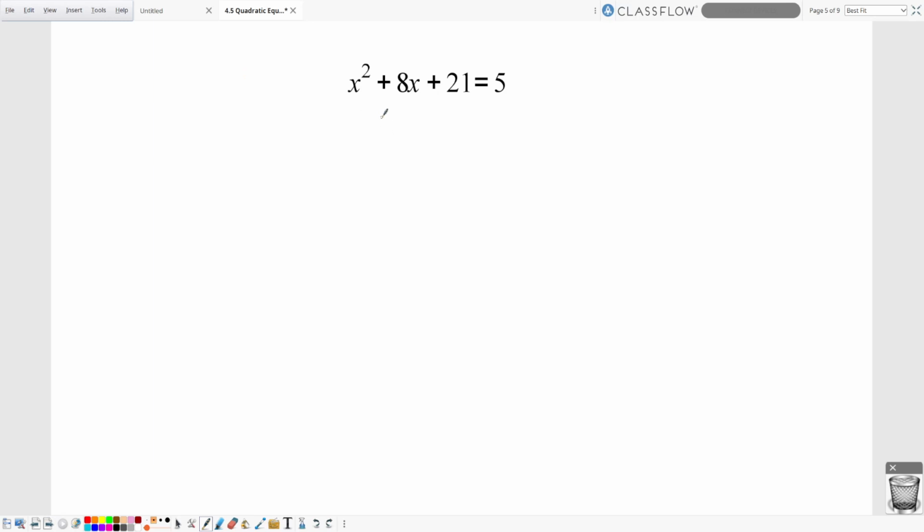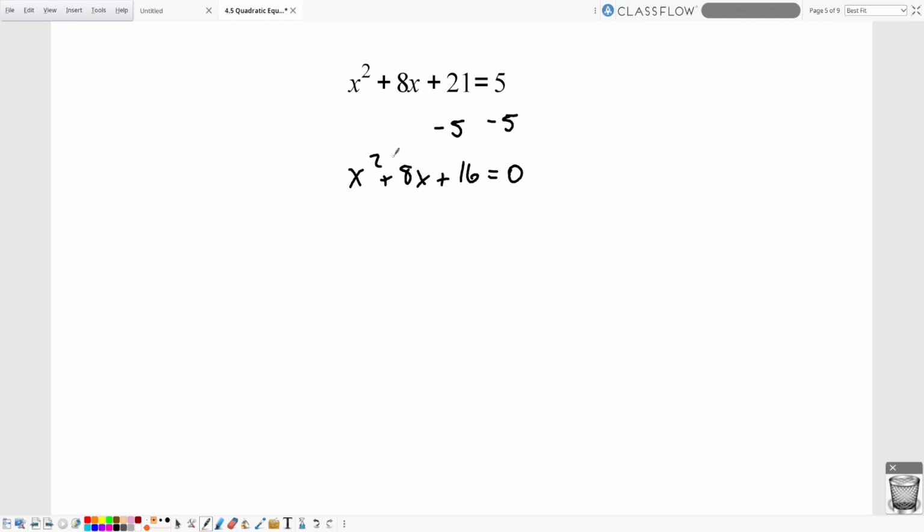So here's the first case where what we have to do before we even attempt to factor is make sure that we are equal to 0. So on one side of your equation, you have to have 0. If you don't have 0, we cannot use the zero product property. And if you cannot use the zero product property, it's not possible to find solutions. So I need to move this 5 to the other side of my equation before I even attempt to factor. And we get x squared plus 8x plus 16 is equal to 0.